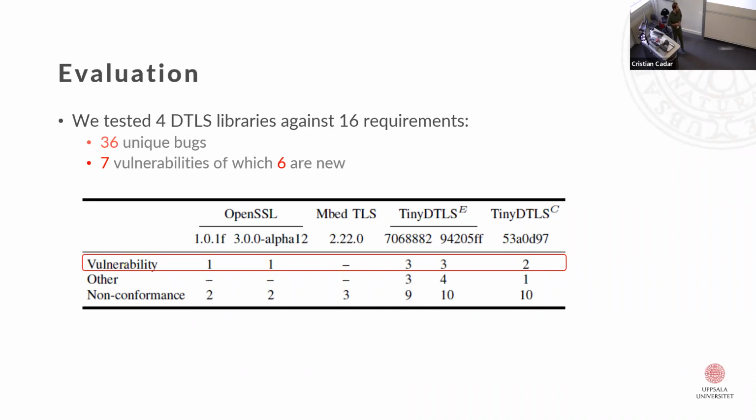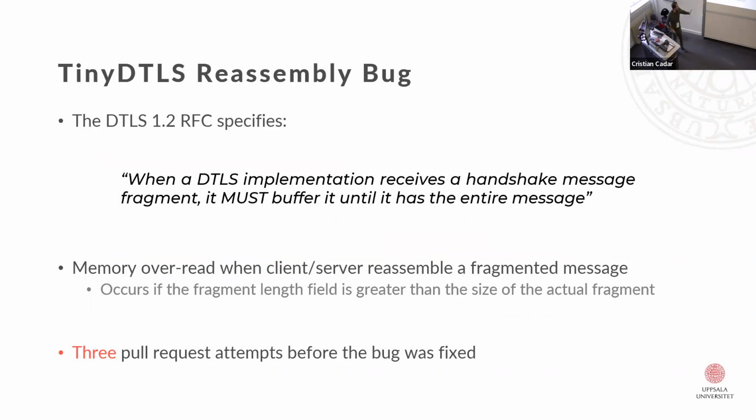The detailed explanation of the bugs we found can be found in our paper, but I'm going to explain a subtle one that we found in TinyDTLS now. So again, we started from the RFC. The RFC states that when a DTLS implementation receives a handshake message fragment, it must buffer it until it has the entire message. So I'm going to skip a lot of details here, but we formulated this requirement and did the symbolic execution. And we found a memory overread when the client or server is reassembling a fragmented message. This happens due to the fact that the fragment length field is greater than the actual size of the fragment.